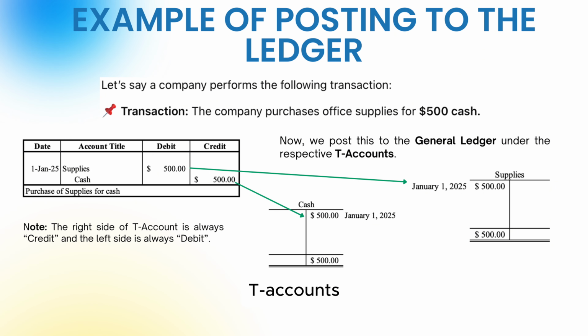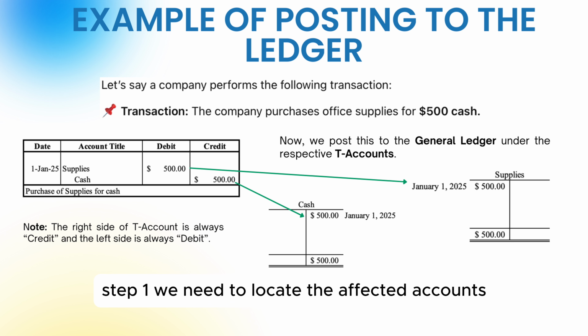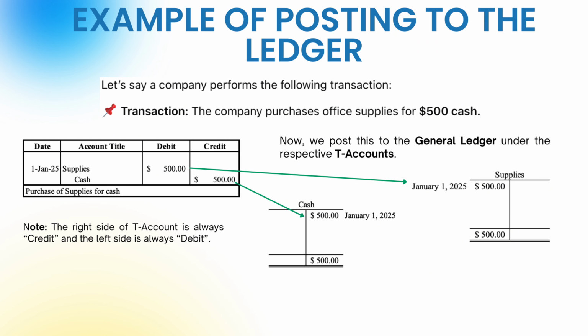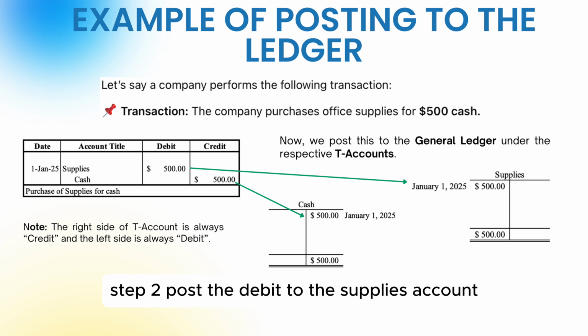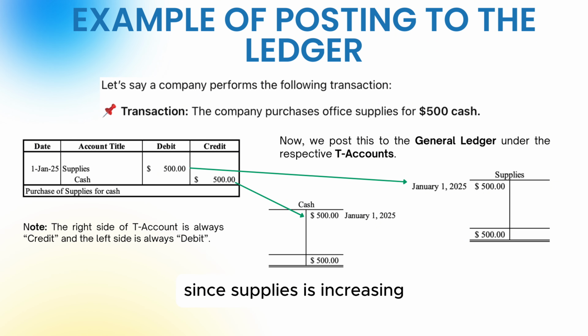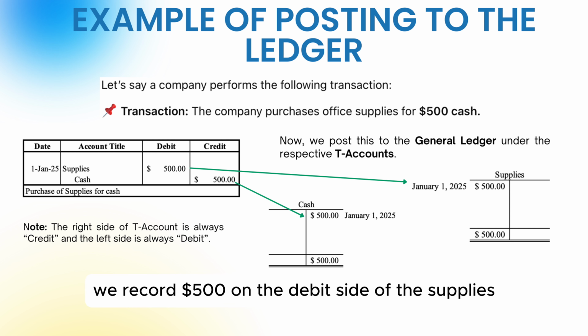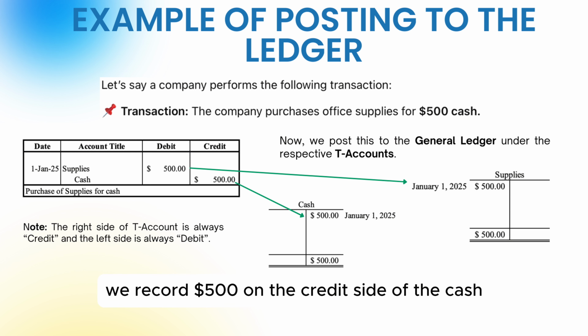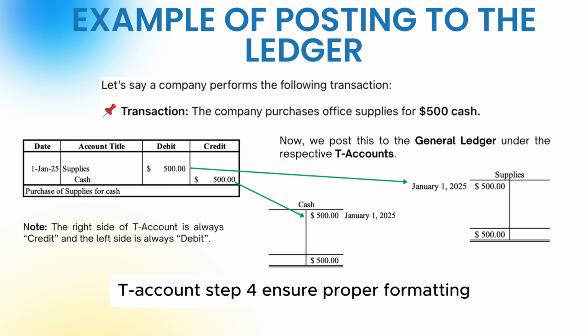Step 1. We need to locate the affected accounts. The accounts involved here are supplies and cash. Step 2. Post the debit to the supplies account. Since supplies is increasing, we record $500 on the debit side of the supplies T account. Step 3. Post the credit to the cash account. Since cash is decreasing, we record $500 on the credit side of the cash T account.